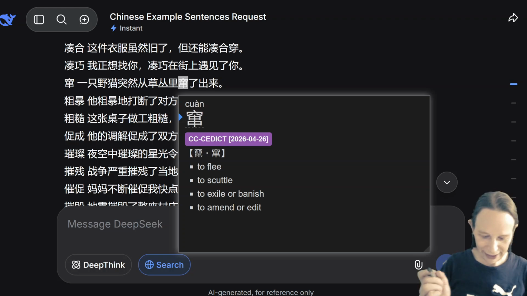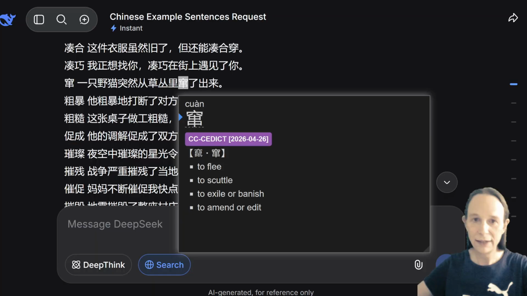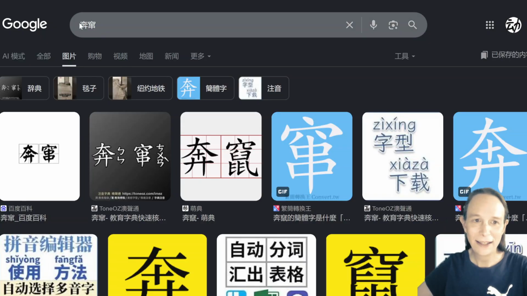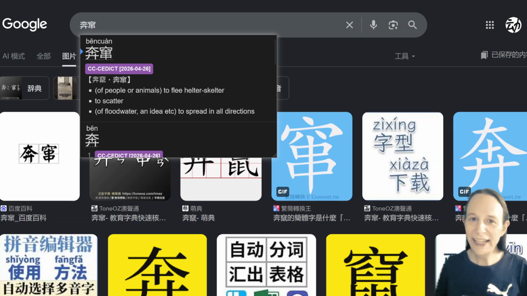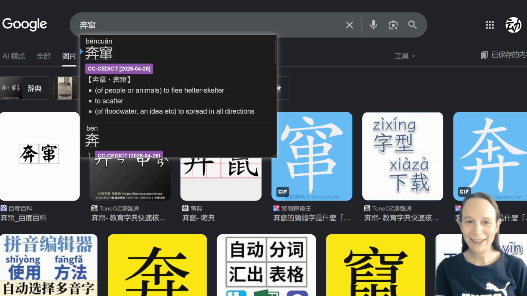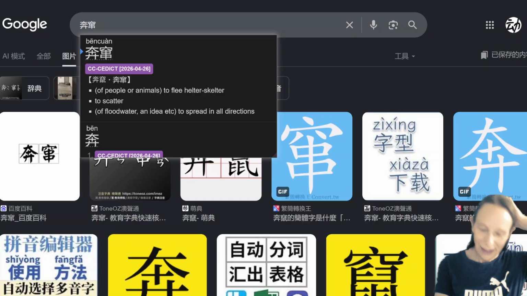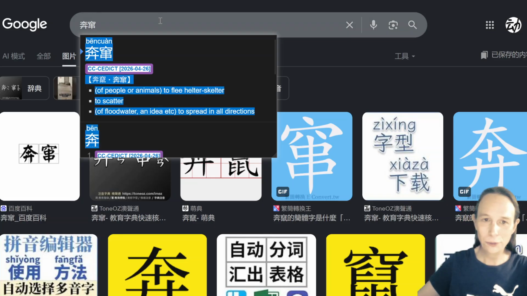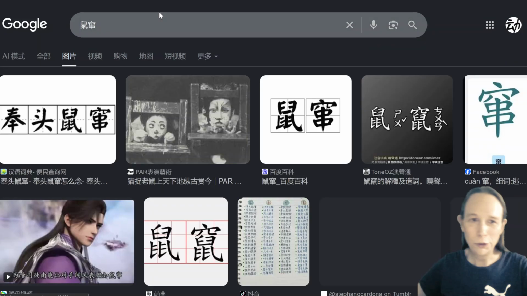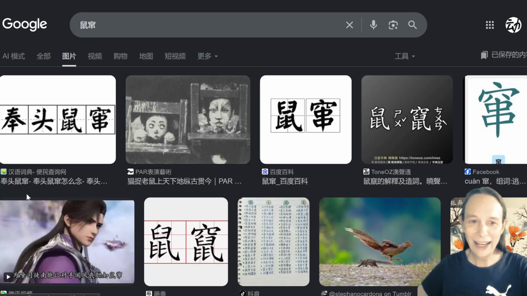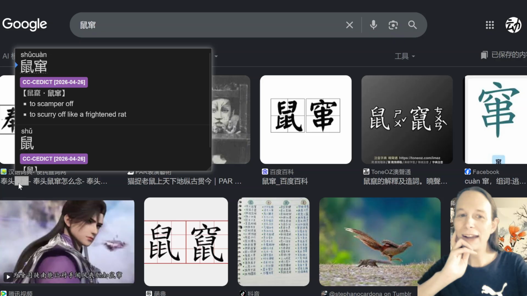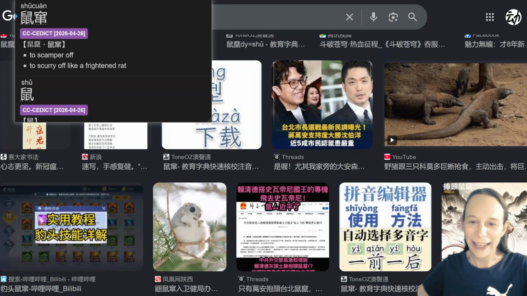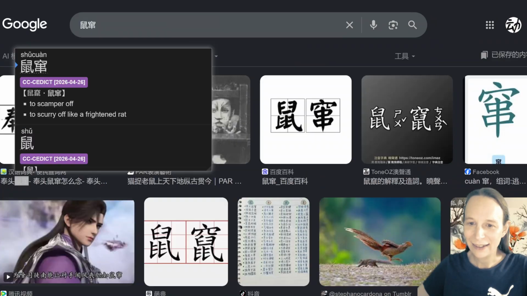All right. 窜. So what else have we got here? 奔窜. Probably the same thing again, right? 奔窜. To flee in disarray or something. To flee helter-skelter. To scatter, to spread in all directions. Okay, and 鼠窜. Oh, okay, 鼠窜. So this is 老鼠的鼠. There's like to flee like a mouse or something. To scamper off, to scurry off like a frightened rat. 鼠窜. All right, that's pretty 贬义, isn't it? It's very 贬义.